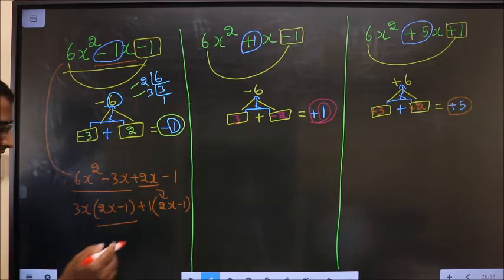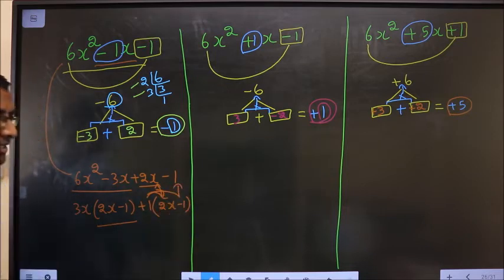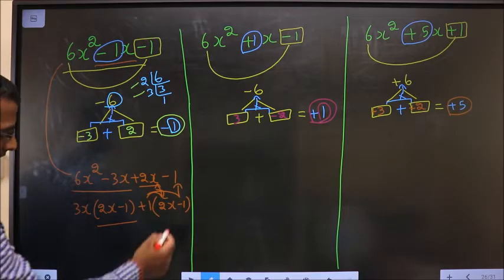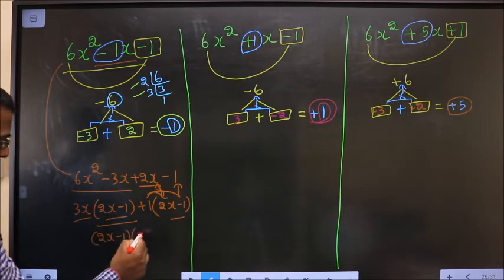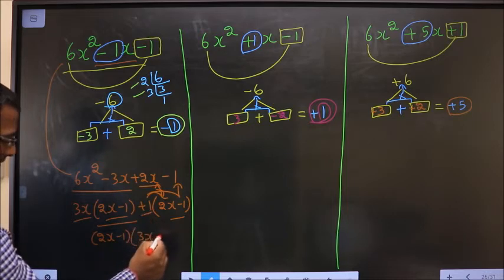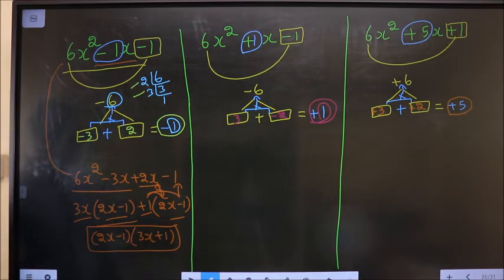If in doubt, multiply and see. Still you will get the same result. Now take 2x − 1 common. So here left with 3x and here left with +1. Thus I have factorized and this is the answer.